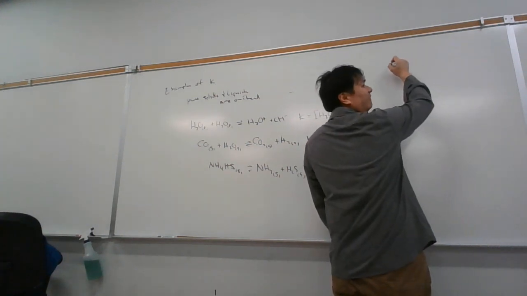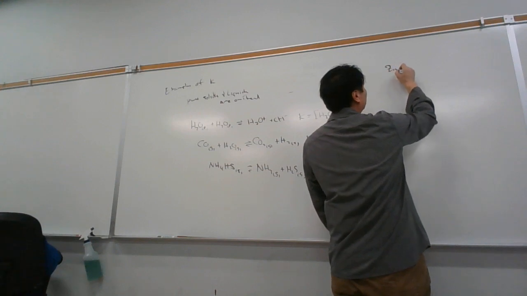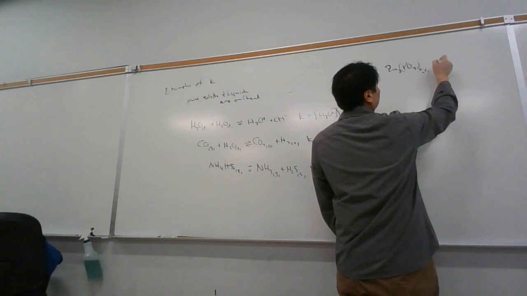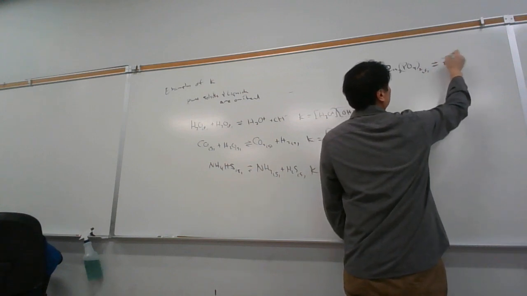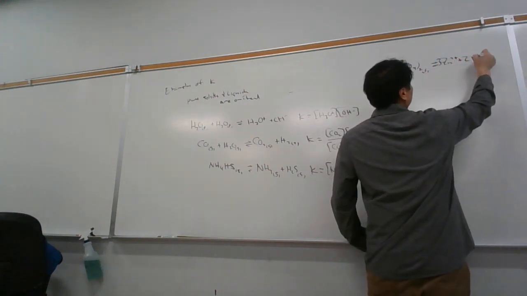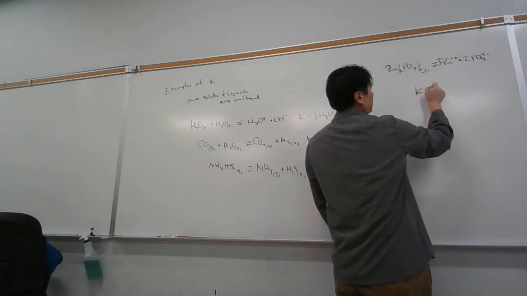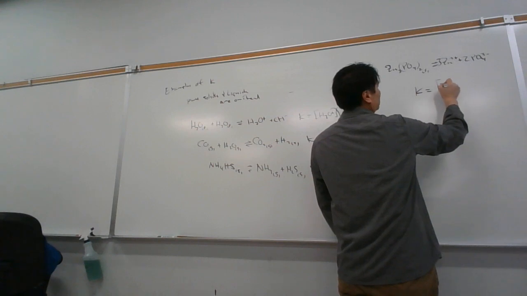The one more will be zinc phosphate. Solid goes to zinc 2 plus, 3 zinc 2 plus, and 2 phosphate. This will be the equilibrium here. And the equilibrium constant will be zinc.